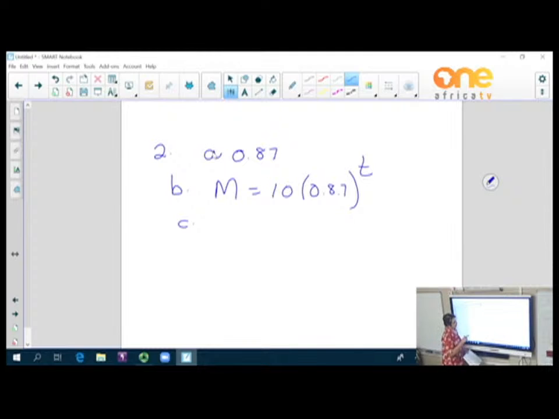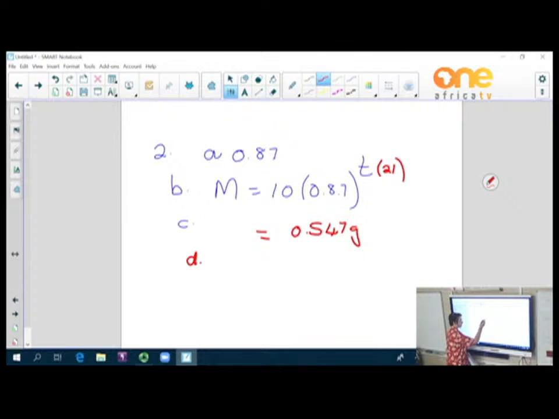Now this was in days, so I will substitute the 3 weeks with 21 days. Remember, power first, then multiply. So the mass over 21 days, remember this one is decaying, is then 0.547 grams.